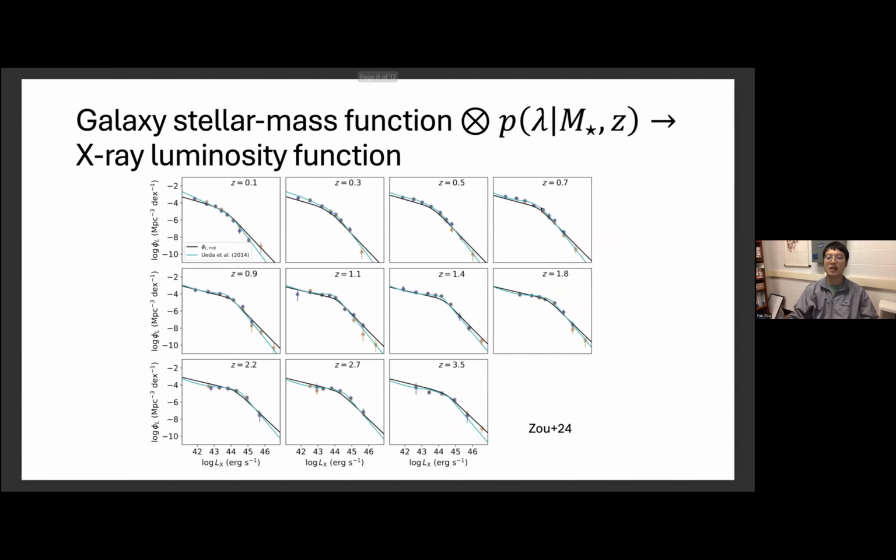So first, for example, if we convolve the accretion distribution with the galaxy stellar mass function, then we can obtain the so-called X-ray luminosity function. Here I'm showing our predicted X-ray luminosity function with the actually observed X-ray luminosity function. You can see that they generally agree pretty well. So this indicates that our accretion distribution is generally quite reliable.